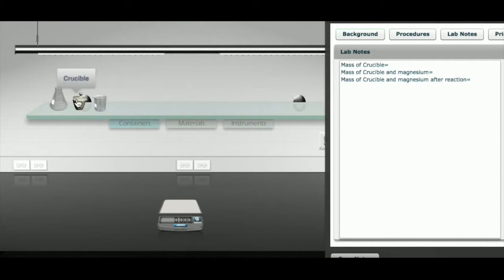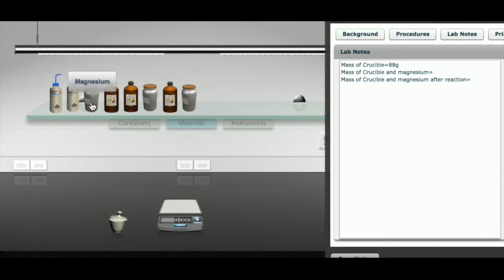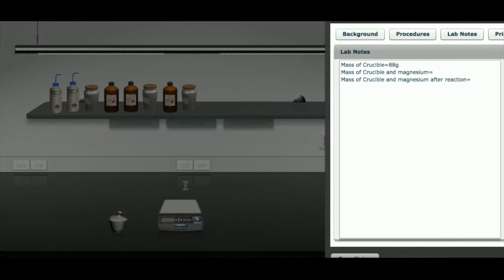We're then going to take a crucible, which is going to be the container that holds our magnesium. We're going to record the initial mass of the crucible, which we can see from the balance is 88 grams. And then we're going to go to the material shelf and add 5 grams of magnesium to the crucible.